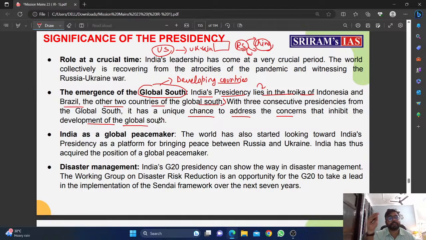Then India can act as a global peacemaker, because it is enshrined in Indian legacy that we are the country that has never attacked anyone. We are the country of Mahatma Gandhi, non-violence. Then the next is disaster management. India's G20 can show the way the world can work on disaster risk reduction. Very recently, in the month of May, there was a G20 meeting on disaster risk reduction. By the way, I have discussed this in my monthly current affairs course on the Plus, where we have covered this important aspect, how disaster risk reduction is important.